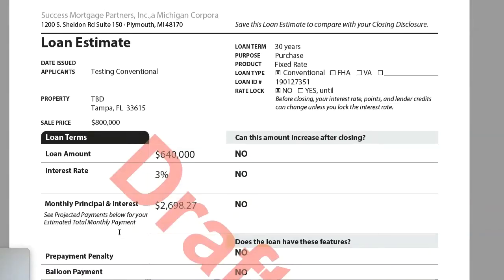So I'm going to be going over how to understand the loan estimate, and I'm not going to go into detail on every single aspect of this. I'm just going to be looking at it from the standpoint of if you receive multiple loan estimates from lenders, how to understand which one is charging you more or less.